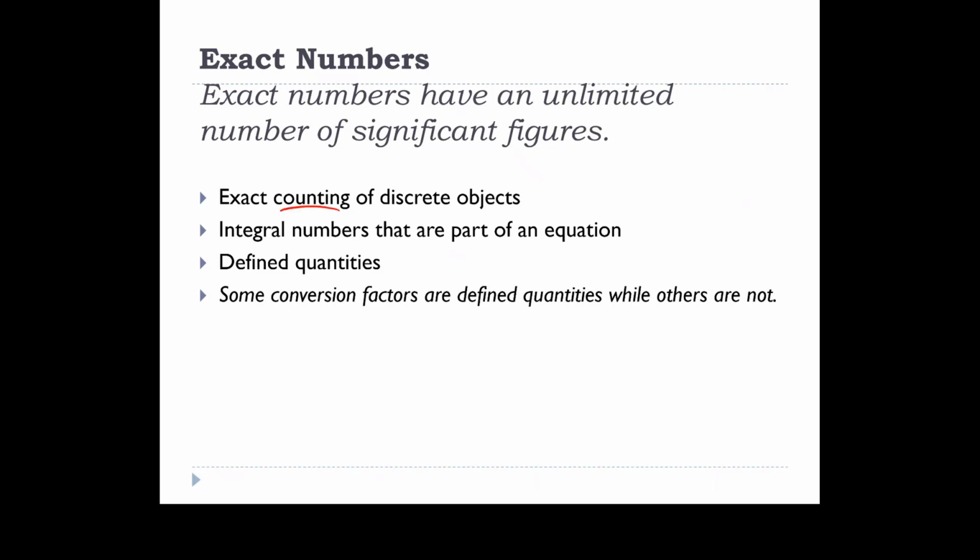Numbers that are part of an equation. So if I had something like 3x, that 3 would be an exact quantity there, okay? That would not play a role in our precision, right? Some defined quantities are exact. So we said the other day that 1 inch was equal to 2.54 centimeters, right?